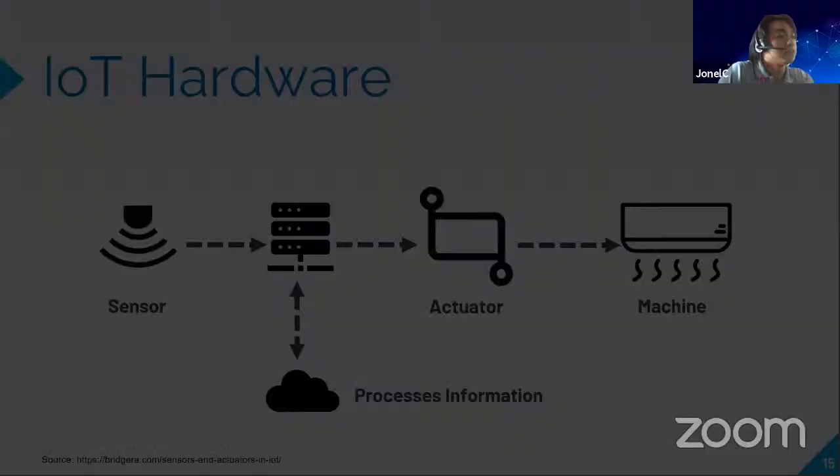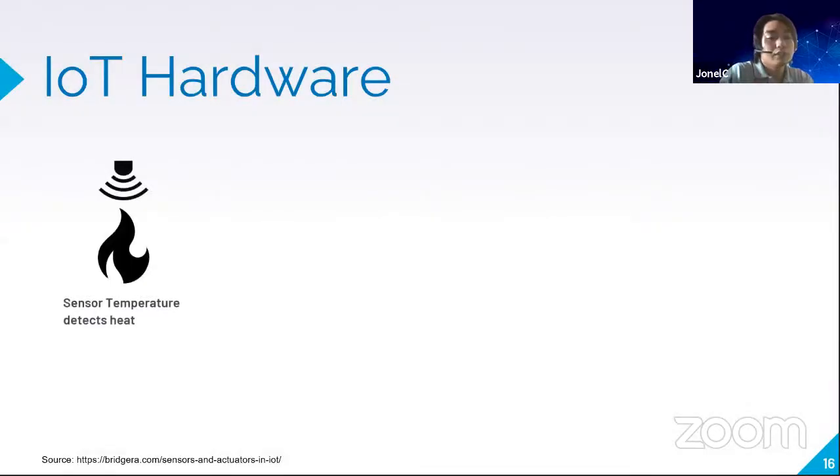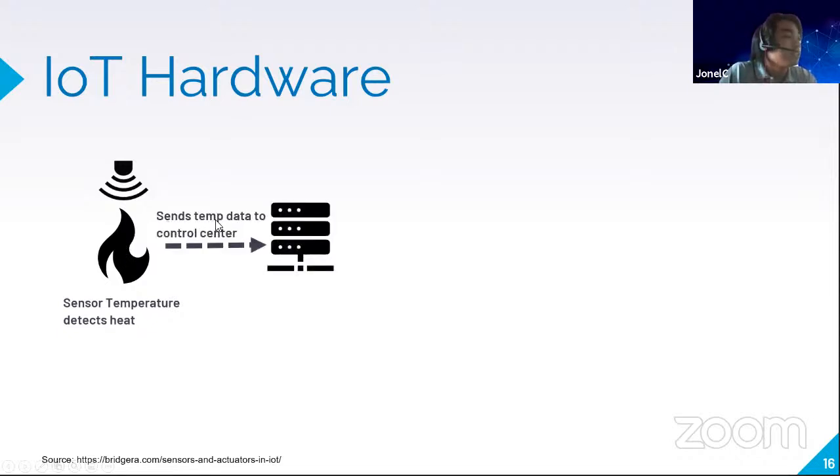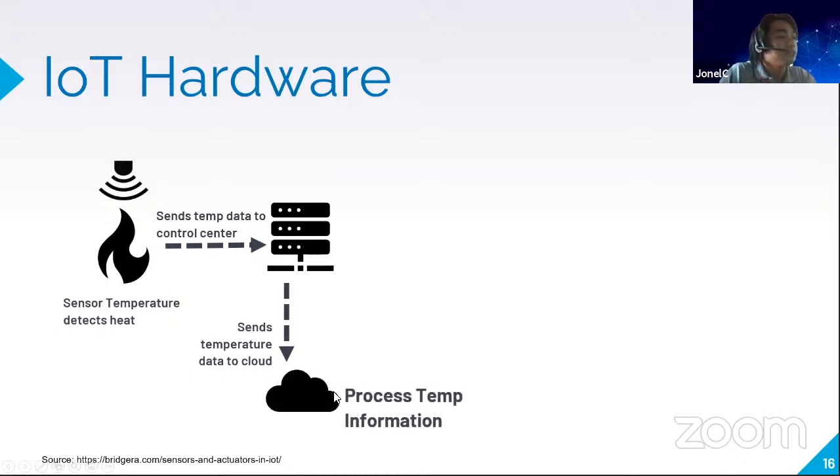So that's where this control center resides. Now, let's give another example of how it works or how it's usually done. For example, there is a sensor. We have a temperature sensor, and the temperature sensor detects the heat. Now, of course, this is not fire. It's just an icon saying na mainit, okay? And that sensor sends the temperature data to the control center, okay? And now this control center sends temperature data to the cloud, okay?